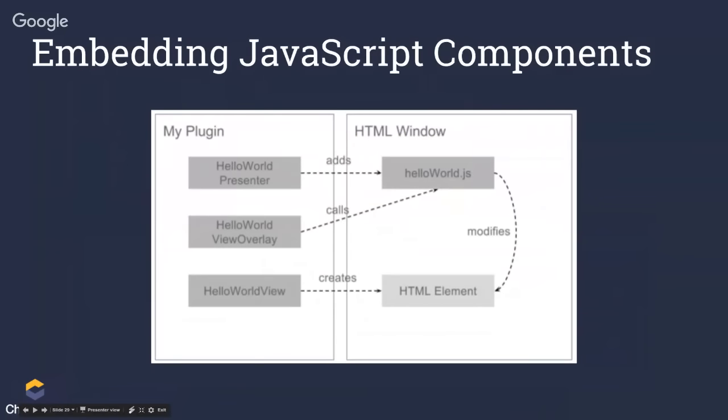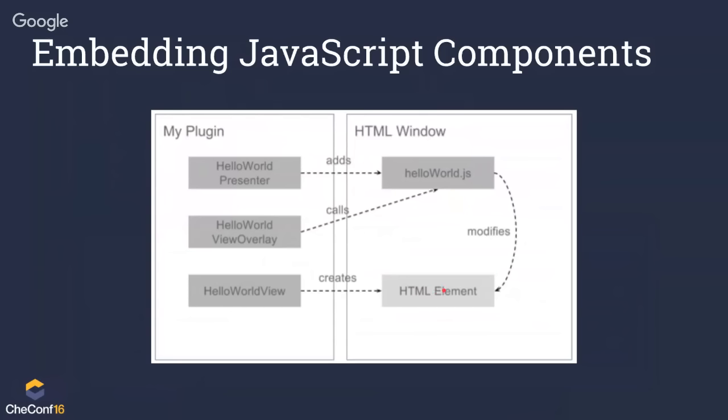What we see here is a conceptual overview. I will start at the bottom. When you extend Che by a new UI component, a view, this view will then create an HTML element when the application starts, when the IDE starts. Now, what we did is we added a view which just creates an empty placeholder here.